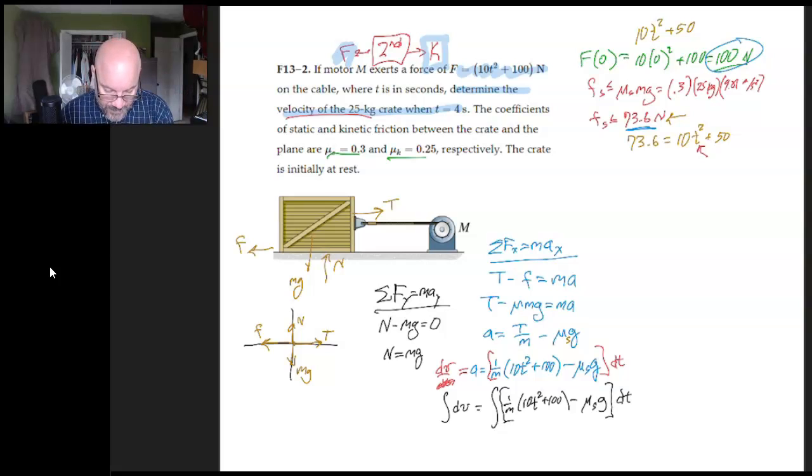What this tells us is the crate's initially at rest, so there's a 0 here, and at time 0. That means over here, at the top of that one, we can put the final velocity. That's what we're interested in. And then we'll put in 4 seconds right here, because that's our time of interest. Then you just have to integrate that thing. That's super easy to do, so I'm not going to go through that here. You can all work that out easily. Just take your time. Plenty of opportunities for silly mistakes.